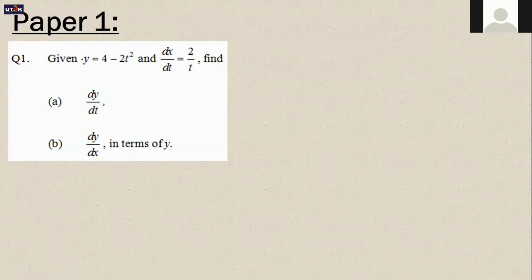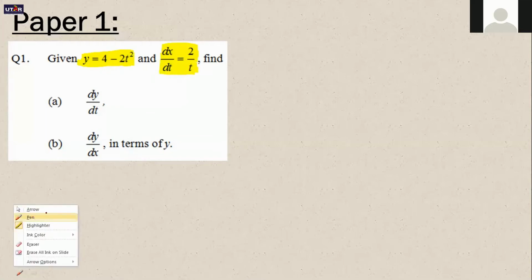Given the function y in terms of t, right? So we have function y in terms of t, 4 minus 2t squared. Also given dx over dt is equal to 2 over t. So I have 2 info here. So you are going to use these 2 info to solve the question. So what is part A?